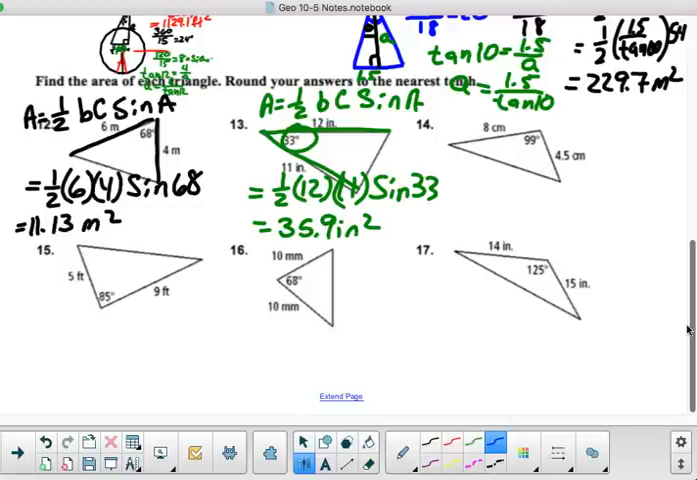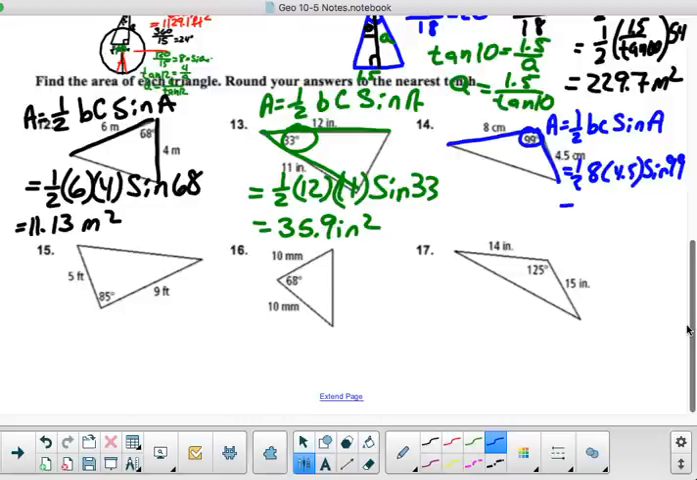Again, it's not going to change. I have a triangle that is made up of two sides that make the angle. The two sides have to make the angle, otherwise it does not work. So I have the area is equal to 1/2 bc sine of A. Well, 1/2 times 8 times 4.5 times sine of 99, and that is going to equal 17.8 centimeters squared.